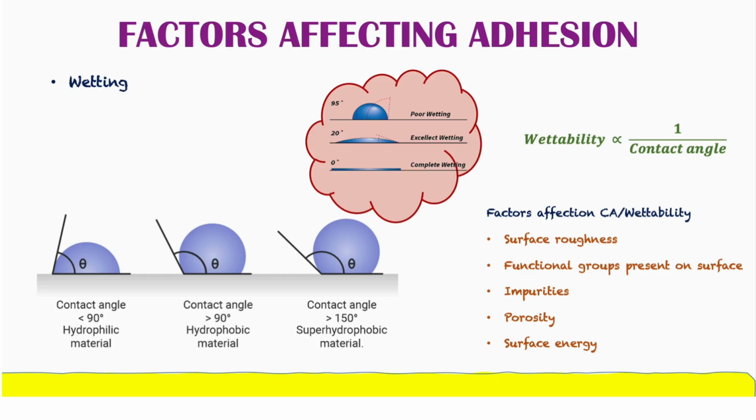Now there are different factors which can affect the contact angle or the wettability of the liquid, of the coating over here. What are those factors? The rough surface. The surface roughness is responsible for the wettability because it will decide the contact angle and hence the wettability. The functional groups present on the surface will also change the wettability of the liquid. The impurities present on the surface will also hamper the wettability. The porosity of the surface and the surface energy all have their individual roles in providing, or let's say preventing, the wettability of the liquid.